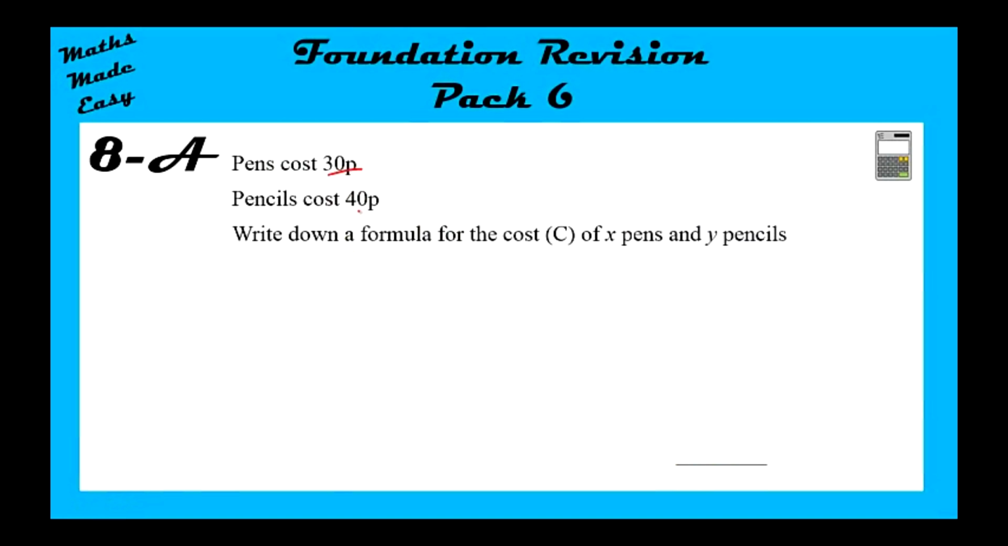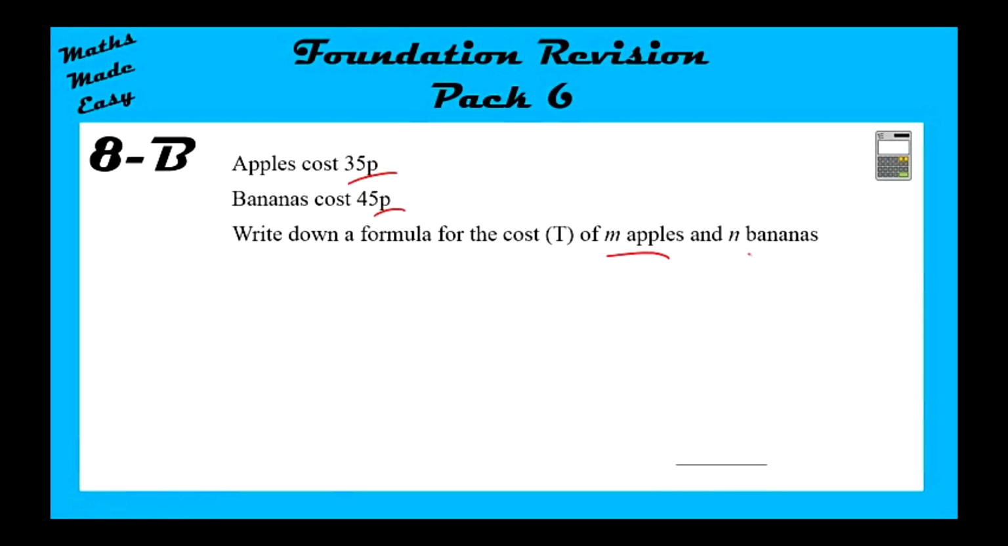Question 8a, we've got pens cost 30p, pencils 40p, and we need to work out a formula for the cost of X pens and Y pencils. So the cost is C, and X pens, well, pens cost 30p, and we've got X of them, so 30X, and then pencils, well, 40p, and there are Y of them, so that's 40Y. Question 8b, we've got apples 35p, bananas 45p, M apples and N bananas, and the cost is T this time. So M apples at 35p is 35M, and N bananas at 45p is 45N.